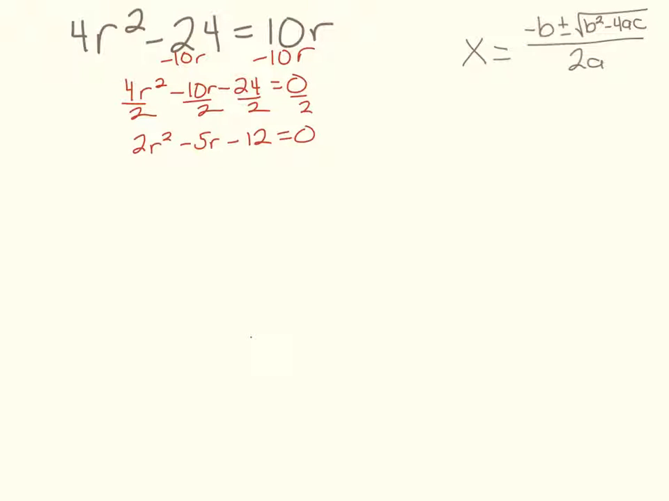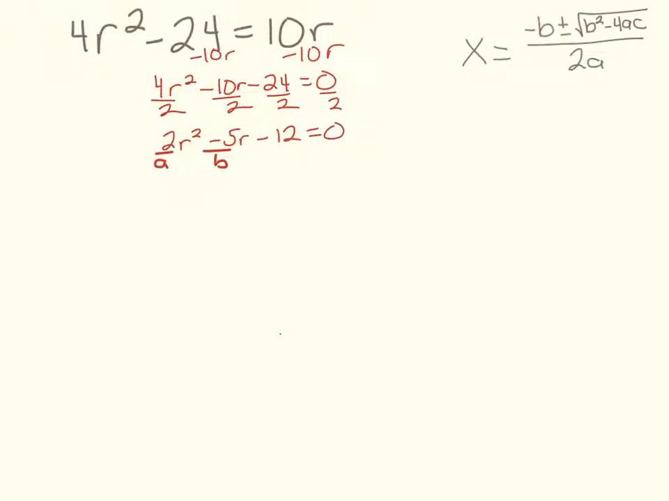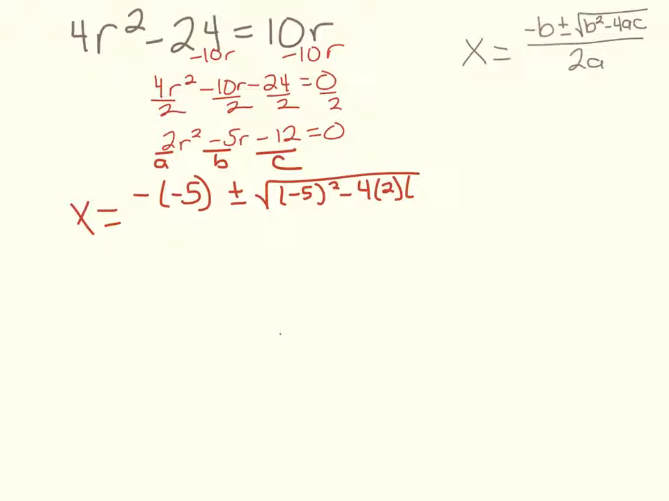Okay, now we're ready to plug it in. Here's our a, our b, and then this is our c. Now we're ready to plug it in. So x equals negative b, so negative 5 plus or minus b squared, which again is negative 5, minus 4 times a, which is 2, times c, which is negative 12, all over 2 times a, which is 2.